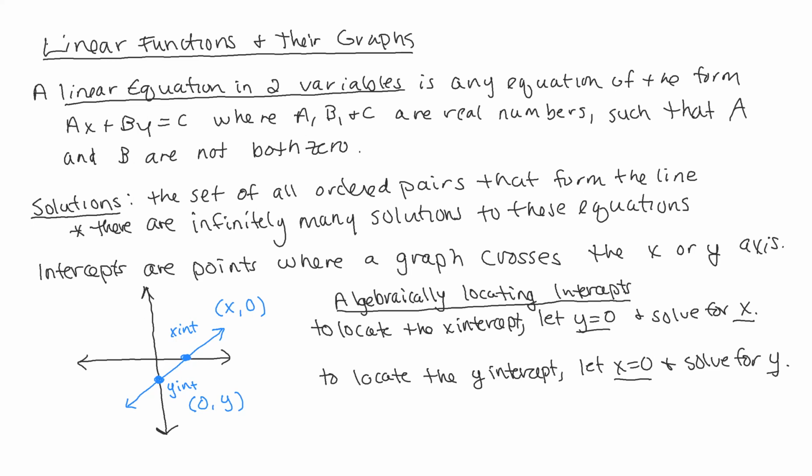Now with a line, you will have at most 2 intercepts: at most one X-intercept and one Y-intercept. There are situations, like horizontal and vertical lines, where you only have one intercept. So again, with lines you have at most 2, but in some cases you only have one. On the next slide, let's go ahead and look at an example.